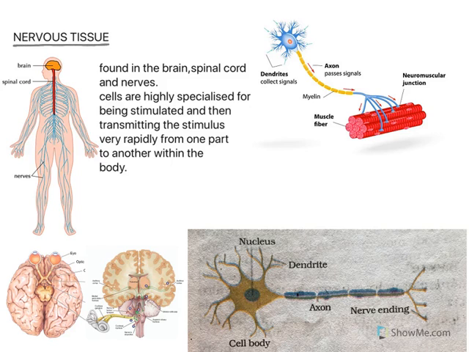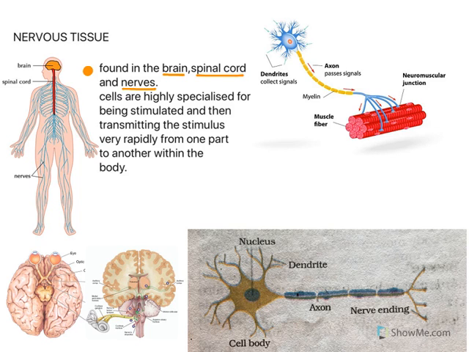The nervous tissue. The nervous tissue is present in the brain, in the spinal cord. This is the spinal cord, and in all the other nerves which spread throughout the different parts of our body. So we find the nervous tissue in the brain, spinal cord, and in the nerves.